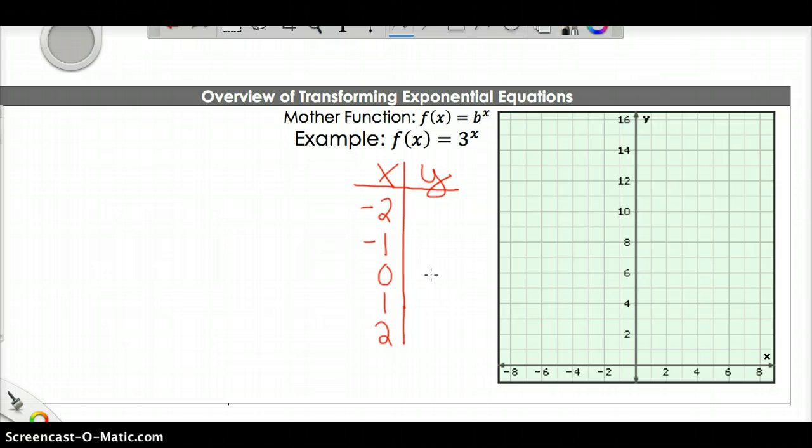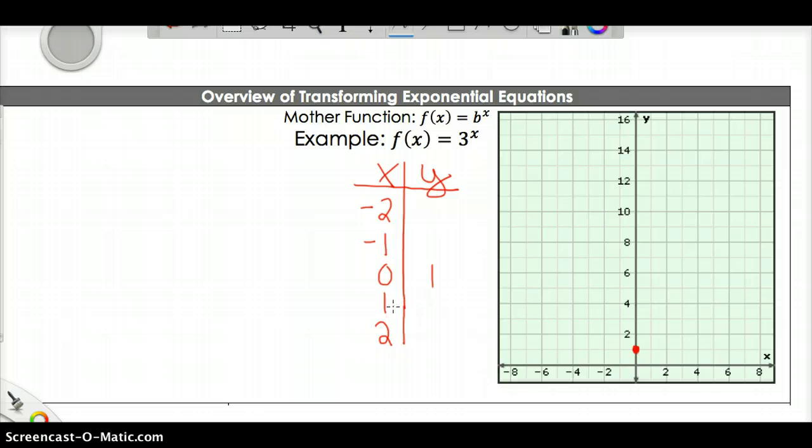So if we start with the simpler ones, when I look at where x is 0, I plug it into x, so I've got 3 to the 0 power, and any base to the 0 power is going to give us 1. So there's the first point for the graph of 3 to the x. So I'm going to plot that point right here at 0, 1.